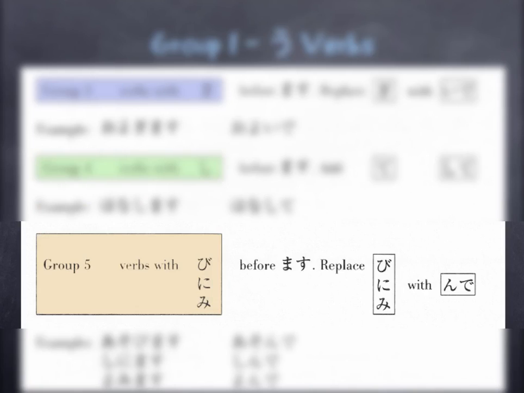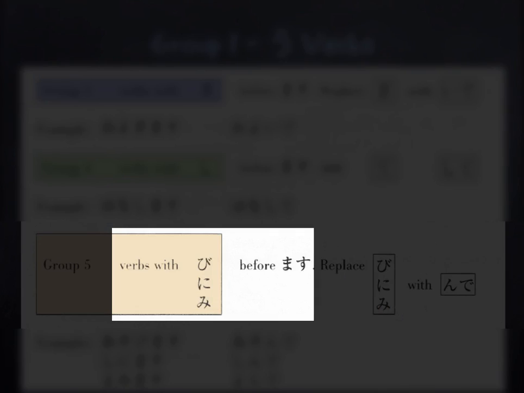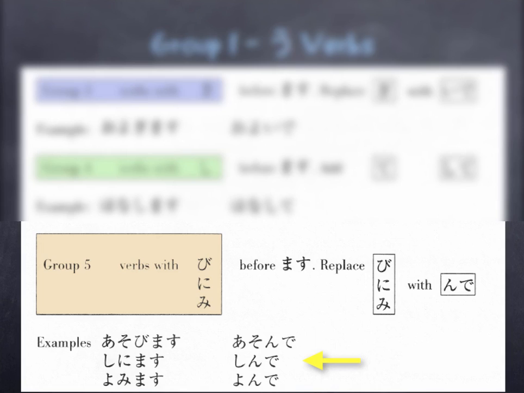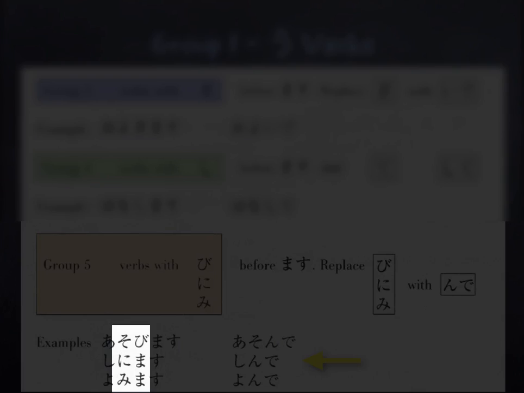Group 5, we have bi, ni, or mi before masu. So what we do in this case is we replace the bi, ni, or mi with nde. For example, asobimasu becomes asonde, shinimasu becomes shinde, and yomimasu becomes yonde. So again, you can see here there is a bi, ni, or mi directly before the masu.